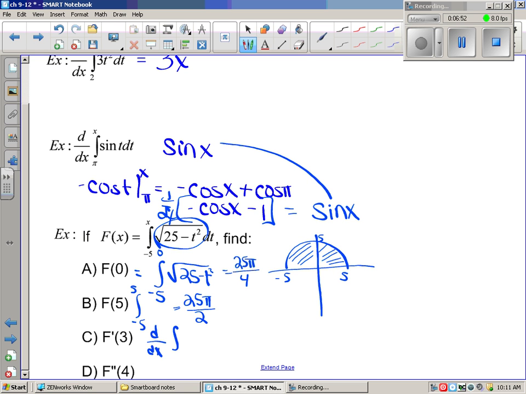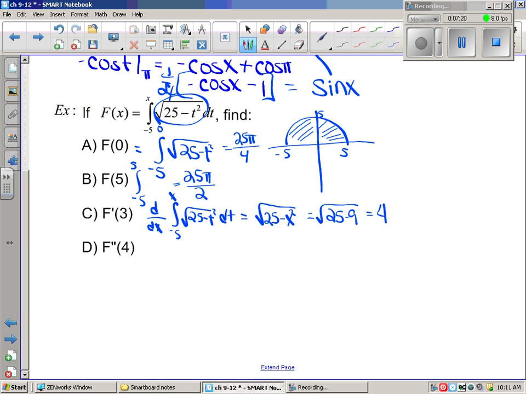of the integral from -5 to x of this, as we just learned, is actually simply the function there, but in terms of x. And so when it says F prime of 3, all that really means is we're doing the square root of 25 minus 3 squared, or 9. And so that would be the square root of 16, or 4.